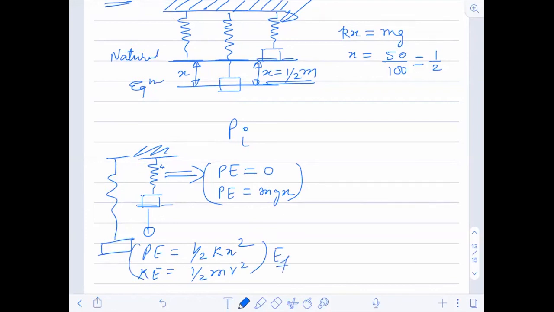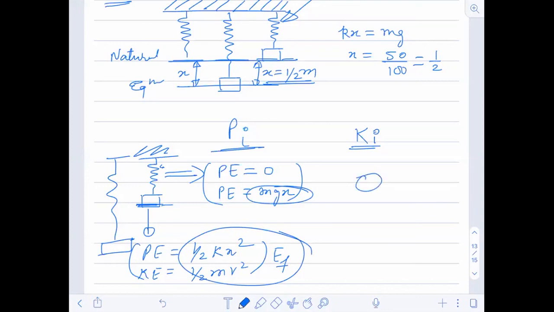Do you have any other energy? Yes. If you think about the kinetic energy initially, the block is not having any velocity here. When it is released, it moves down. So initially, the kinetic energy you have to assume as 0 for the block, and then you can equate this with these two and you will get the value.